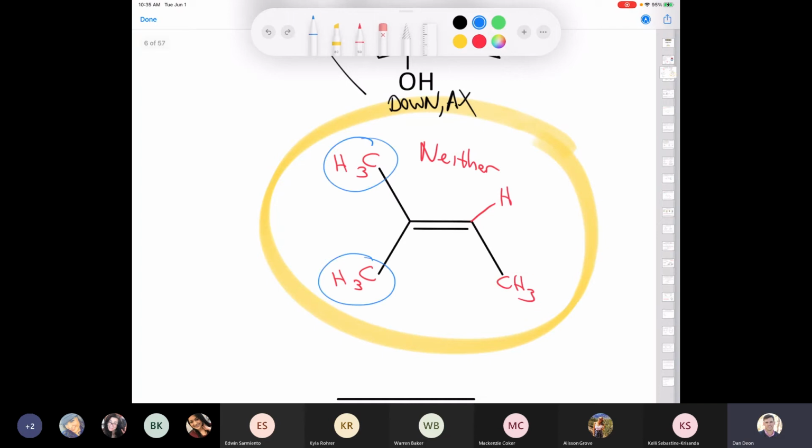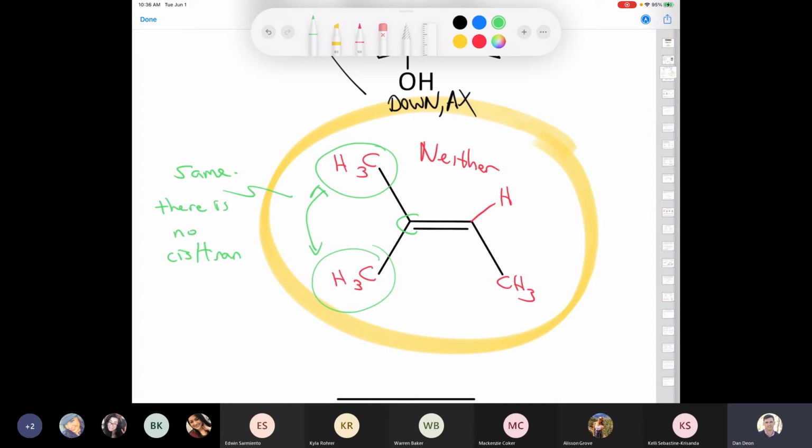There's three methyl groups, but hold on. This methyl group in the blue circle is trans to this one, but this methyl is cis to this one, so it's neither. There's no cis or trans. So the quick and dirty rule, the fast rule, is this. Whenever you have an alkene and there's two groups on one of the carbons that are identical, it wouldn't matter if they're ethyl, methyl, propyl, isopropyl, butyl, hydrogens, chlorines, bromines, phenols, if they're the same, there is no cis or trans.